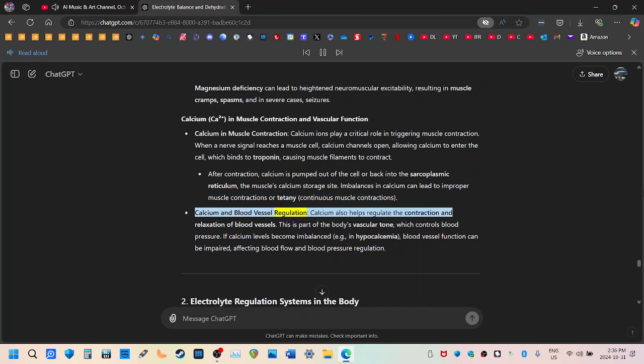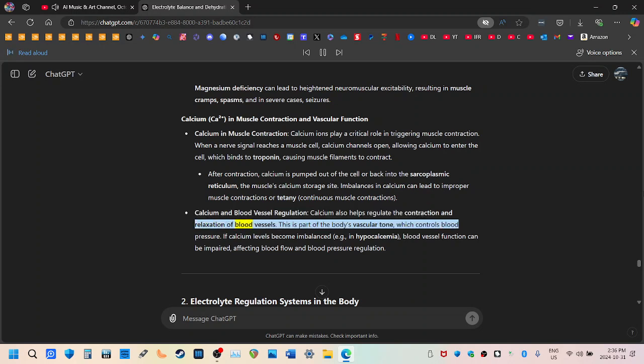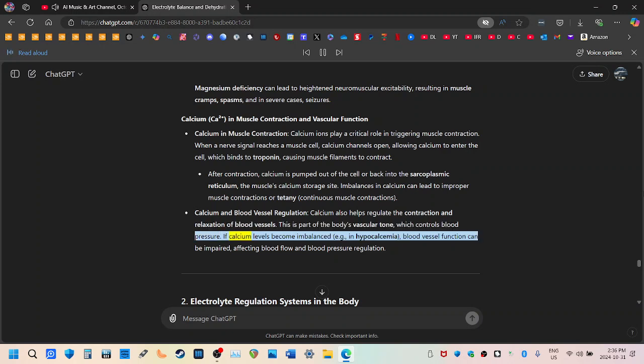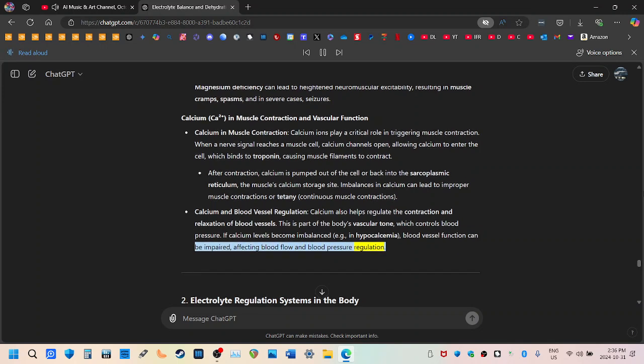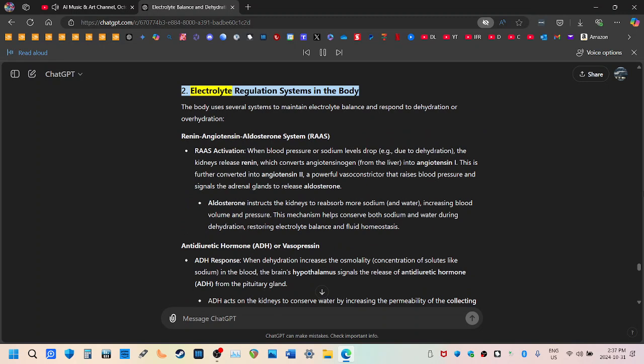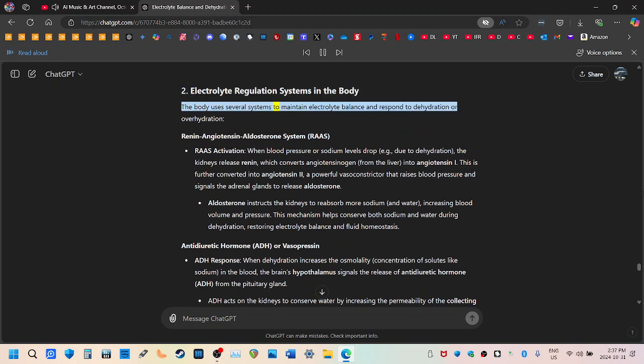Calcium and blood vessel regulation. Calcium also helps regulate the contraction and relaxation of blood vessels. This is part of the body's vascular tone, which controls blood pressure. If calcium levels become imbalanced, e.g., in hypocalcemia, blood vessel function can be impaired, affecting blood flow and blood pressure regulation. 2. Electrolyte regulation systems in the body. The body uses several systems to maintain electrolyte balance and respond to dehydration or overhydration.